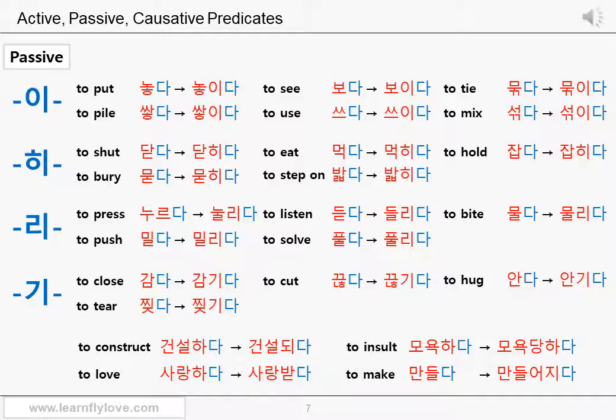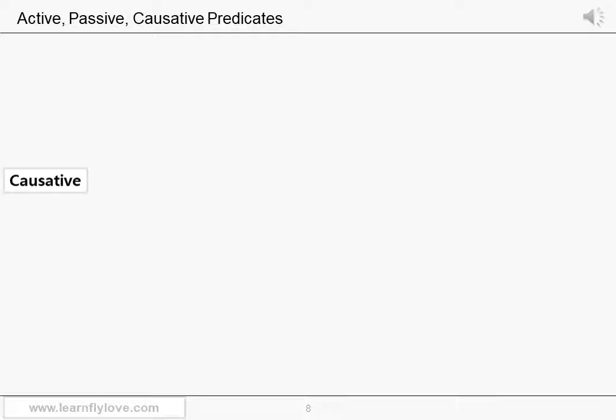We are not going to tell you to remember all these passive forms right now, but you should at least try to remember them one by one because Koreans use the passive voice quite a lot in both written and spoken Korean. Then let's see how to make causative forms for other verbs.